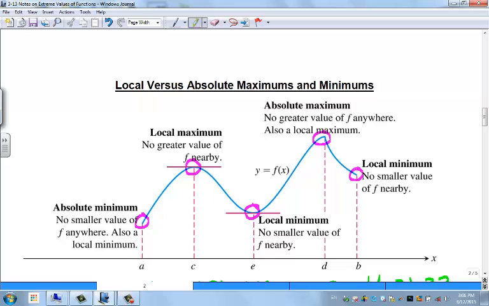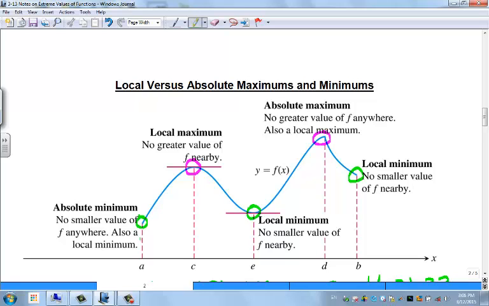Okay, so let me circle the minimums in a different color than I did the maximums to make it a little clearer. Okay, so here are the local minimums because they are lower than all the points around them. Here in pink are the local maximums because they are higher than all the points around them. All right, so if you have these things, that's fine, that's local.